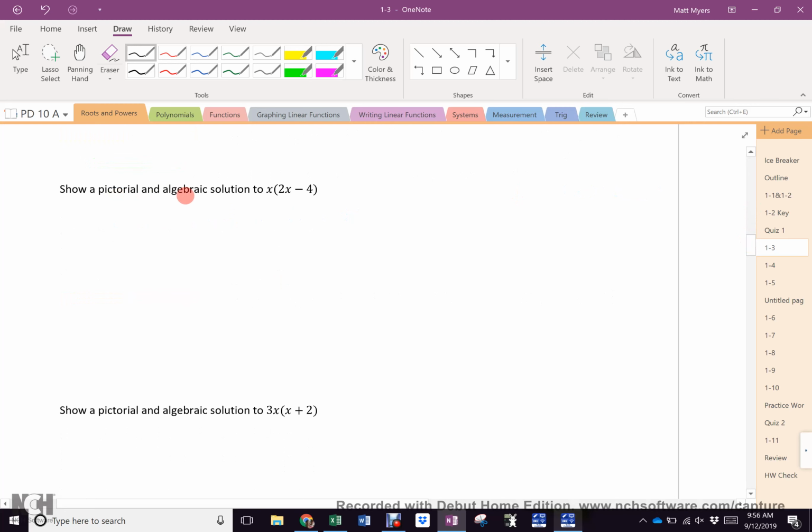Show a picture and an algebra solution for this. Picture goes on this side. Yes? Pardon me? Yeah, but I don't talk about it as FOIL either, because that only helps if it's a binomial times a binomial. I will say it once because all of you have heard the acronym FOIL, and then I will never say it again.